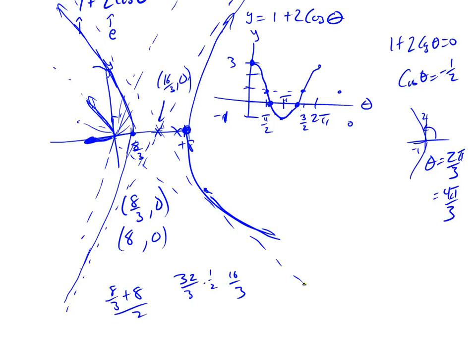The directrix would be out here at 4 somewhere. This is 8/3, so that's like 2 2/3. 16/3 is bigger than 4. So the directrix is out here somewhere. It hits the x-axis at 4.